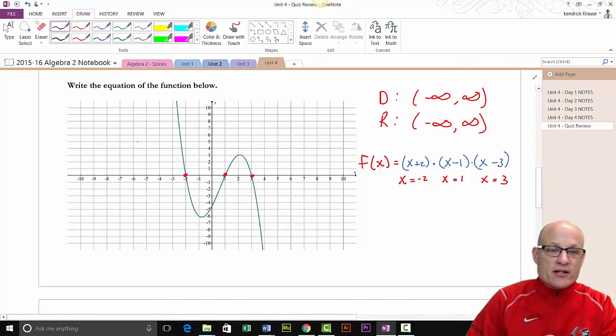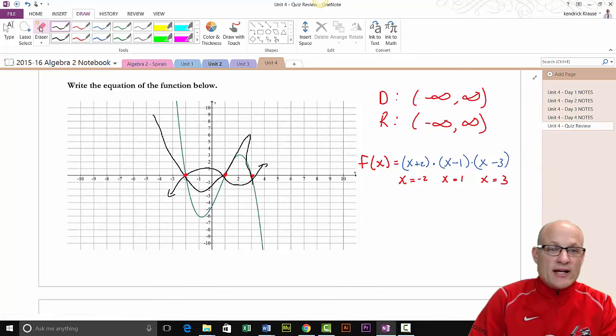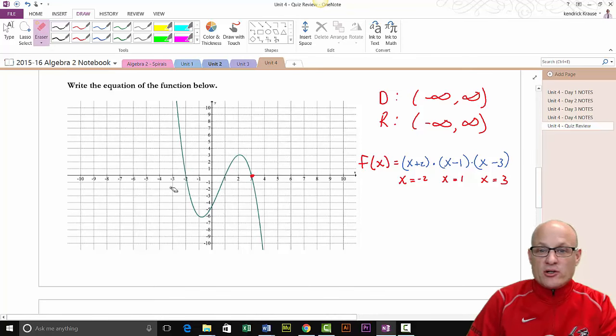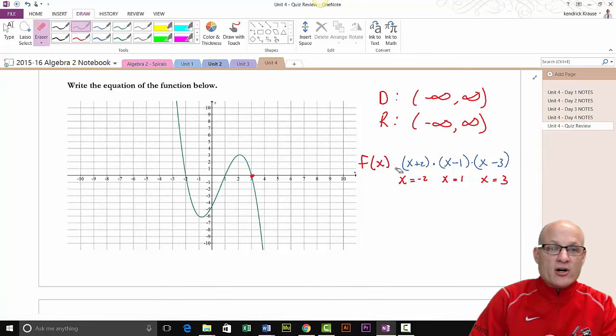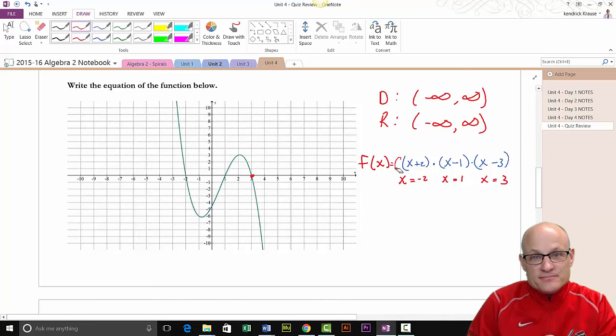But remember, that graph could also be for this function, which means my leading coefficient would be negative. Or it could be for this function. You know, who knows? So what I need to do is also include, right out here in front, a constant. Now I want to find out what that constant is. So I'm going to pick a nice point.